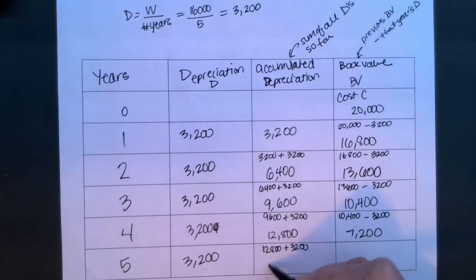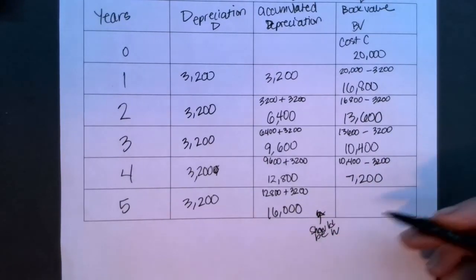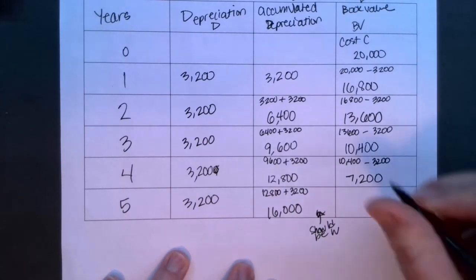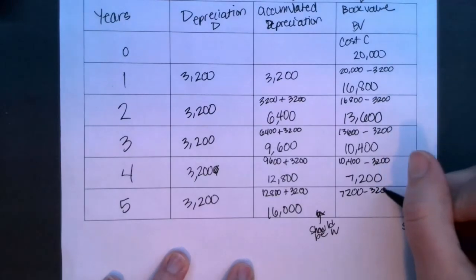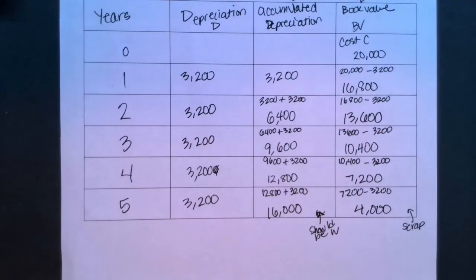So here our last one should always be the wearing value. This last accumulated depreciation should always be your wearing value, and then this last book value should always be your scrap. Now when we take 7,200 and we subtract 3,200, we do indeed get our 4,000. So we know we did it correctly. So next we're going to take a look at one where all the depreciations are different.